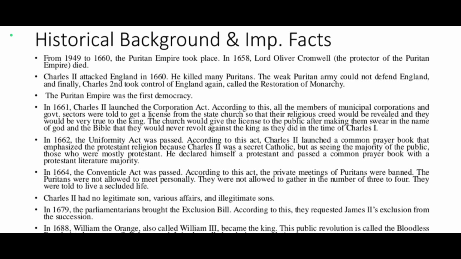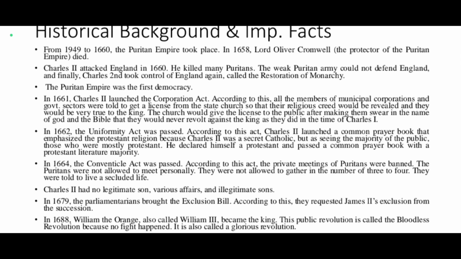In 1662, the Uniformity Act was passed. According to this act, Charles II launched a common prayer book, in the same way that the Elizabethan age had a common prayer book. That book emphasized the Protestant religion because Charles II was a secret Catholic. But seeing that the majority of the public was Protestant, he declared himself a Protestant and passed a common prayer book with mostly Protestant literature.